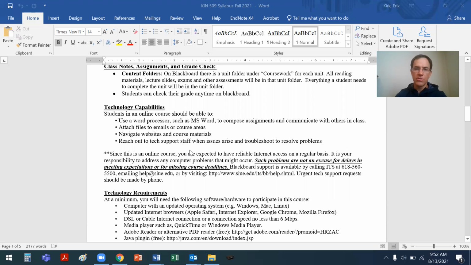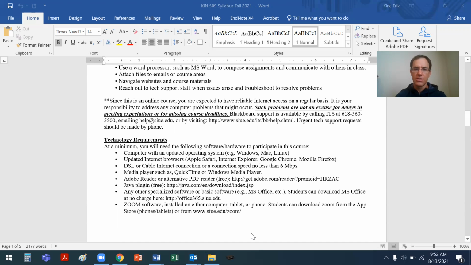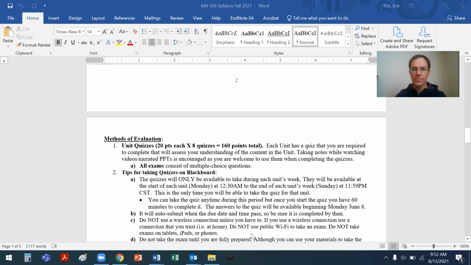And then technology, a good computer, having the necessary software. And if you do have any questions, it'd be wise to contact ITS, via this phone number or at this email here. And here's some more information about technology requirements. You can view that in the syllabus.